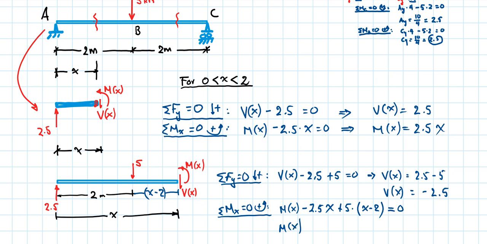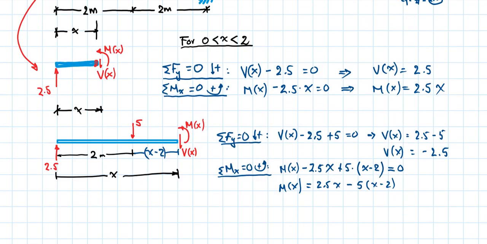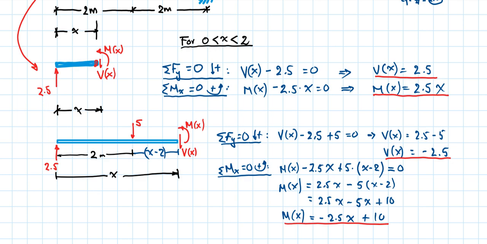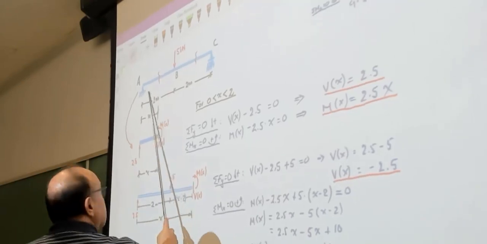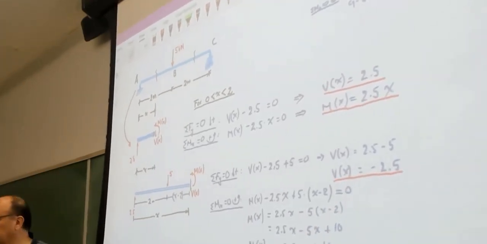So M of x, let's do this very slowly, equals this goes positive, 2.5x, this goes negative, 5 times x minus 2, so equals 2.5x minus 5x plus 10, so equals minus 2.5x, right? Plus 10. That's the moment of x. Let me put a little underline here. This is important. Those are my equations for shear and moment for this section here. Right? No?